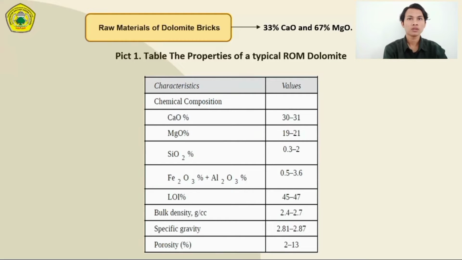Characteristics and values. Chemical composition: CaO 30 to 31%, MgO 19 to 21%, SiO2 0.3 to 2%, Fe2O3 plus Al2O3 0.5 to 3.6%, LOI 45 to 47%, bulk density 2.4 to 2.7, specific gravity 2.81 to 2.87, porosity 2 to 13.